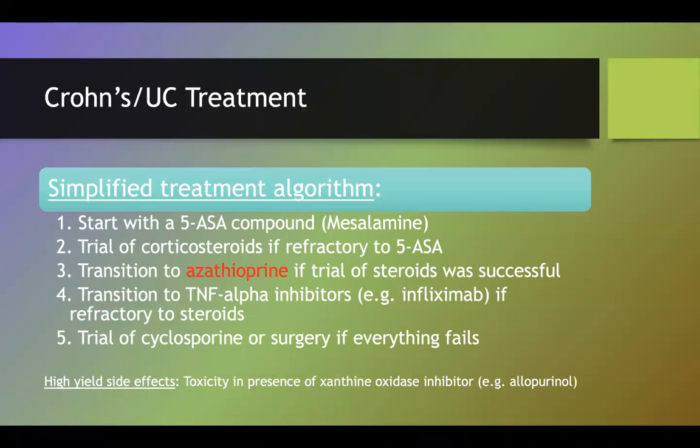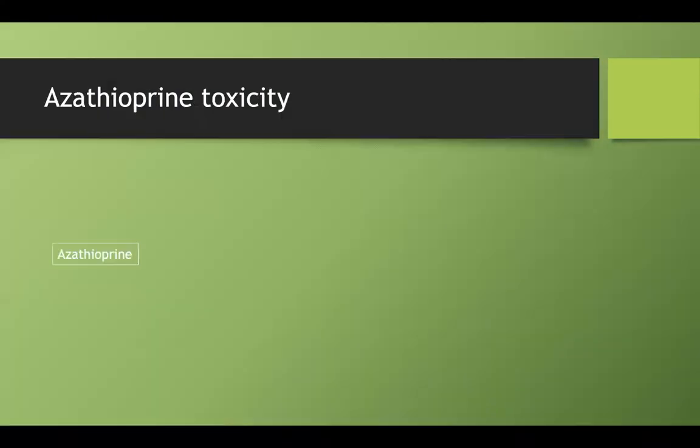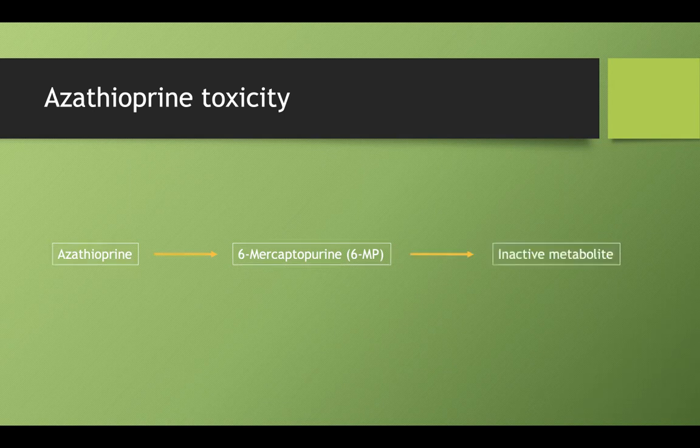Azathioprine is tested more often than it should be: if you give azathioprine with something like allopurinol, you can actually get toxicity. And the reason why this happens, if we have azathioprine here, it's actually degraded into 6-mercaptopurine, which is also a known agent in itself that you can prescribe. And then this gets degraded into an inactive metabolite. Now, this degradation here is performed by an enzyme called xanthine oxidase.